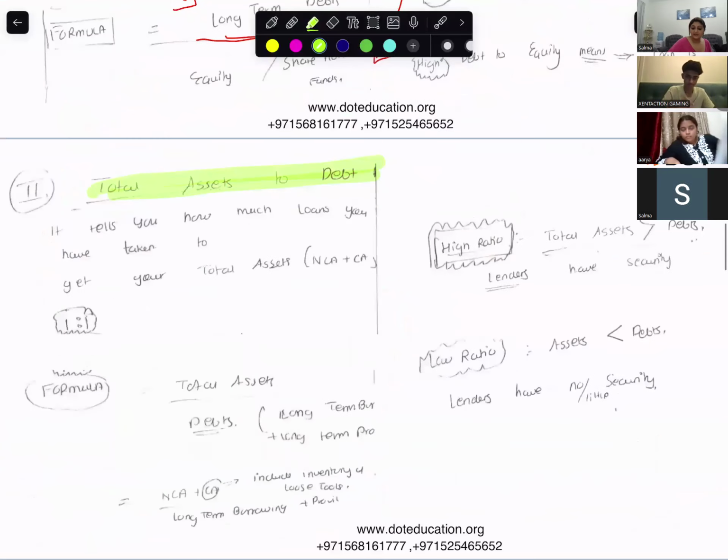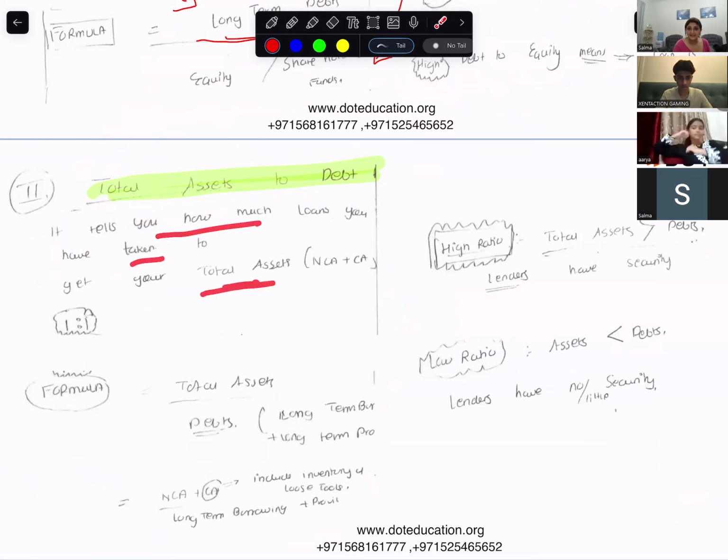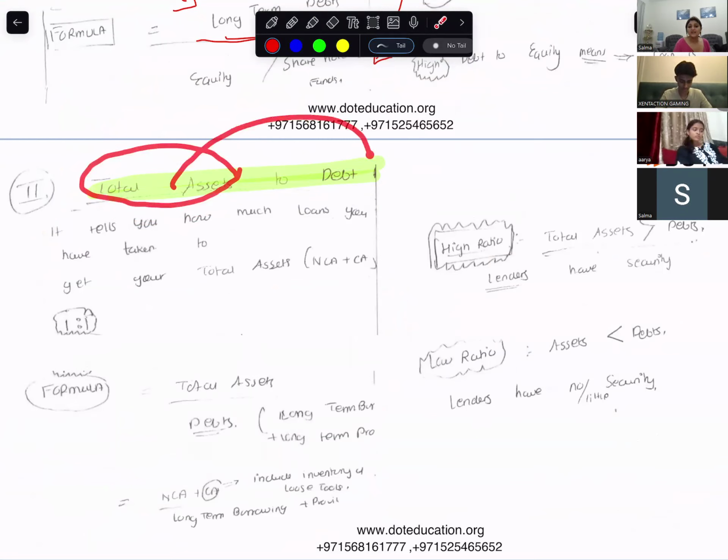Your next ratio is your total assets to debt. It tells you how much loan you have taken to buy your total assets. I'm repeating again. Total assets to debt tells you that to buy your total assets, how much debt, how much loan you have taken. When I am talking about total assets, it means your non-current assets plus your current assets.